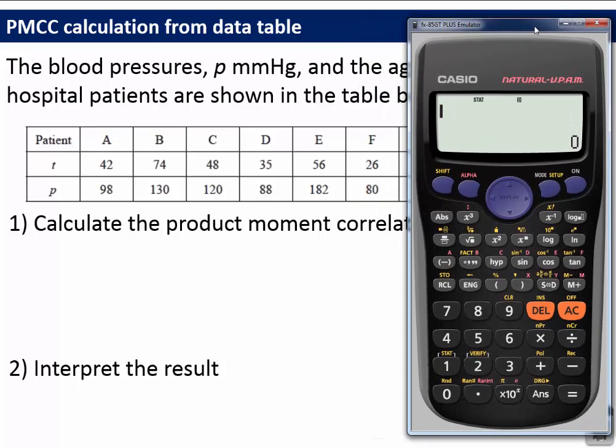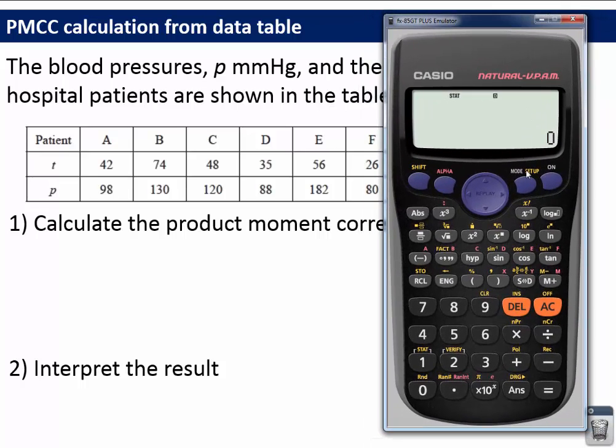Okay, so get your calculator open, and the first thing we want is to go into stat mode. So press mode, then press number 2. It says stat there, press number 2. Now we're in stat mode. So to do PMCC, we want the second option here, A plus Bx, so press number 2.